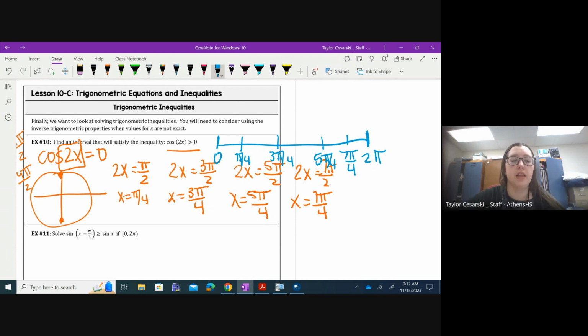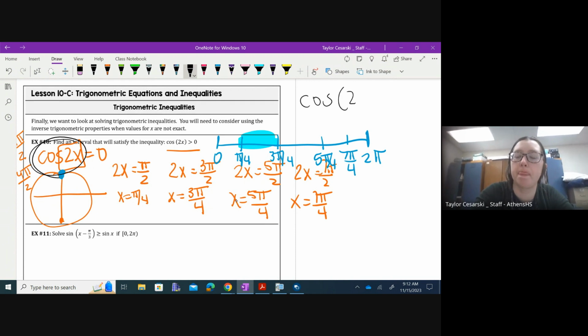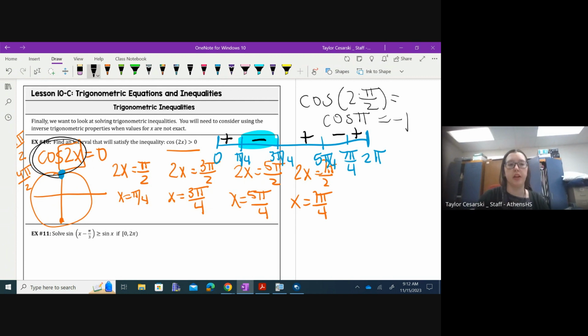So let's say that I plugged in pi over 2. We know that pi over 2 would fall in this interval here from pi over 4 to 3 pi over 4. So if I plug in pi over 2 to my original function, the 2's would cancel, so I get cosine of pi, which is equal to -1. So that means in this interval right here, it's going to be negative. This would be positive, positive, negative, positive, because it's going to alternate.